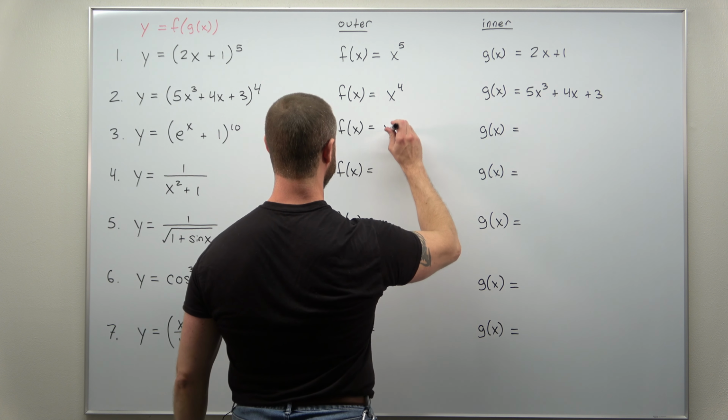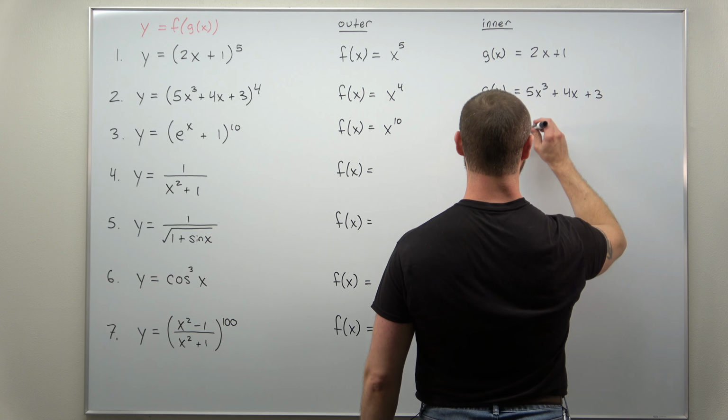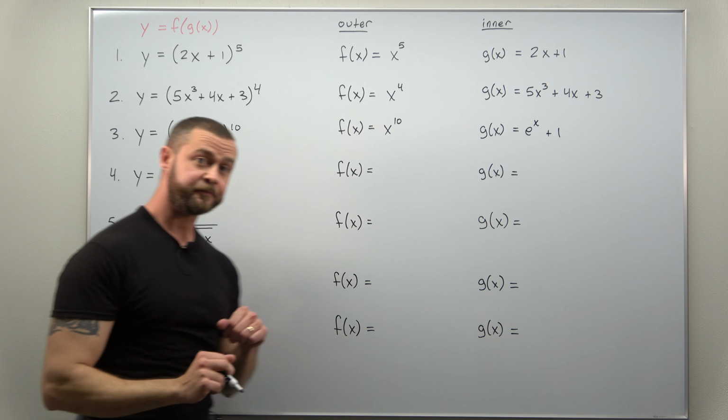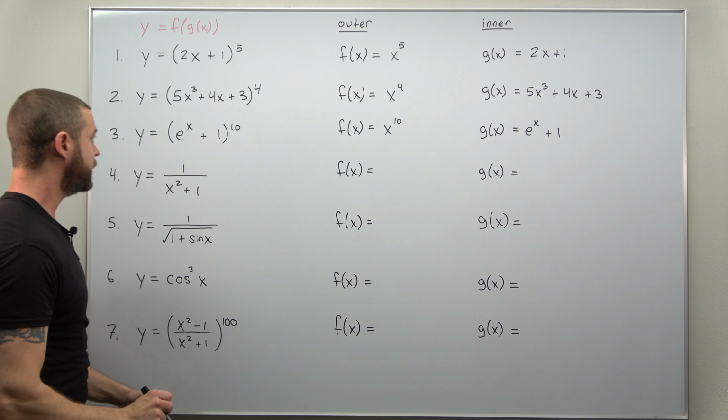All right, third example, we have a 10th power on the outside, so we'll take our outer function as x to the 10th, and our inner function is what's inside the parentheses, e to the x plus 1. All right, you're probably starting to get the hang of this.